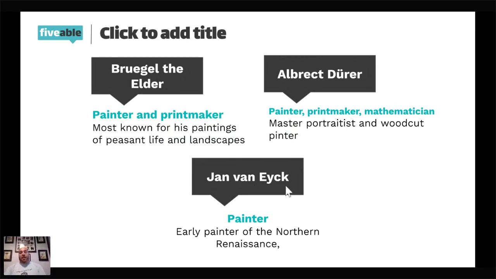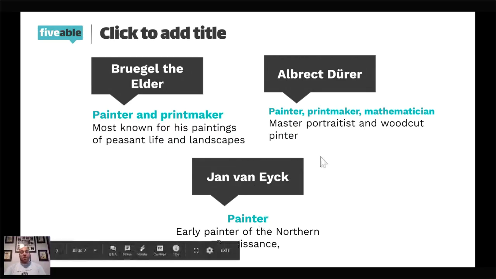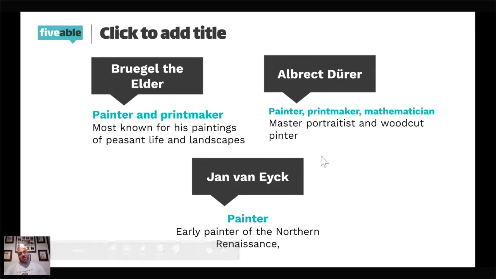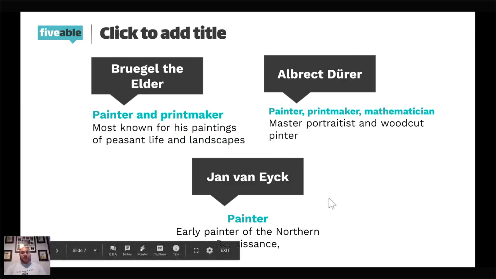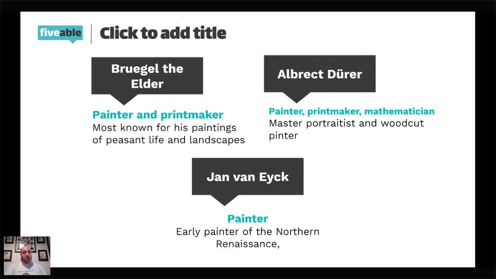And then we have Jan van Eyck, who is a painter, probably the earliest painter of the Northern Renaissance. And for many, you could say that he might be a little earlier than what we would typically say is the Northern Renaissance. Because of the fact that he was born in the 1300s, he dies in 1446, I think is when it is. You'll have to forgive me, I don't remember exactly.